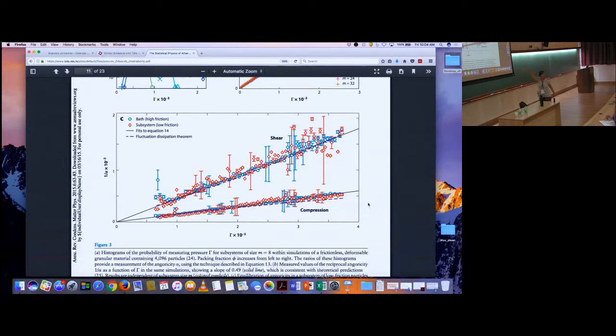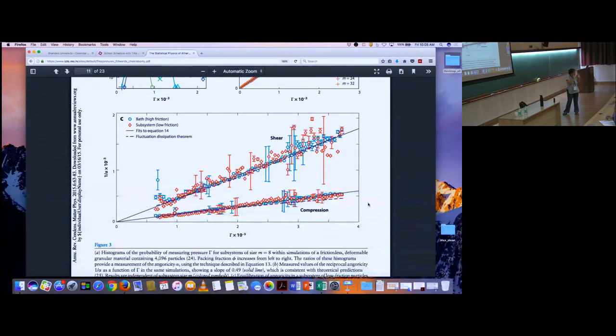What they are showing here is two things. One is that the bath and the subsystem have the same alpha, right, the blue and the red. And also, roughly speaking, they follow some equation of state. It seems to be a very simple ideal gas equation of state.